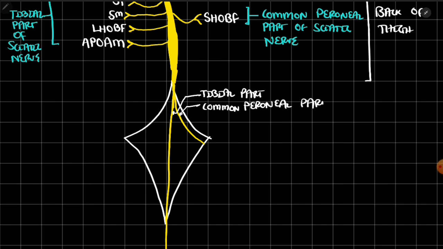So at first I will describe the tibial part on the left side, and the common peroneal part on the right side. Okay. So first we will discuss the tibial part. In the popliteal fossa we get 2 branches.